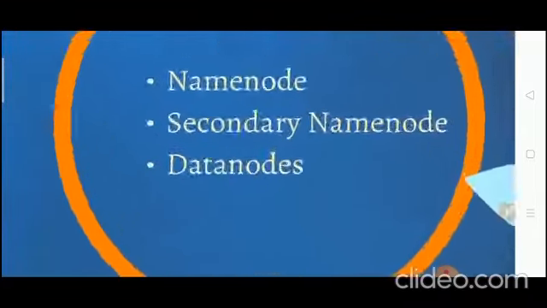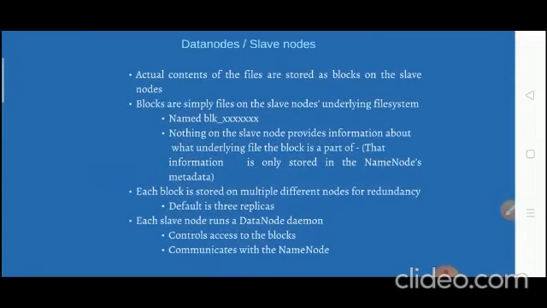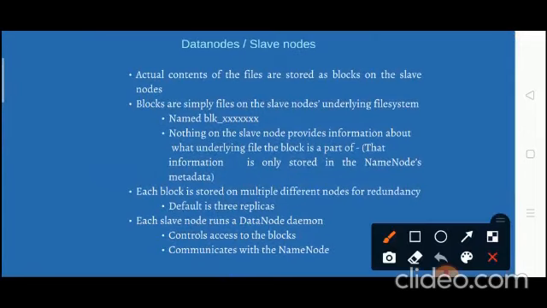Now the concept of data node. Data node is known as slave node. So I have already told you regarding master node, and these are the slave nodes. Master will run, and slave will be follower. So it actually contains the data on the slave node. Blocks are simply files on the slave node's underlying system.